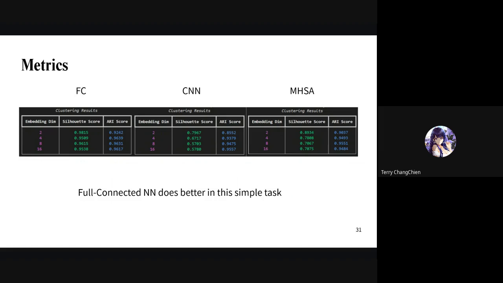We use the C-rate score and AI score to show the ability of clustering. We'll see the fully connected is much better than the others. So I conclude the fully connected network does better in this simple test. The test is too simple, just 28 square.